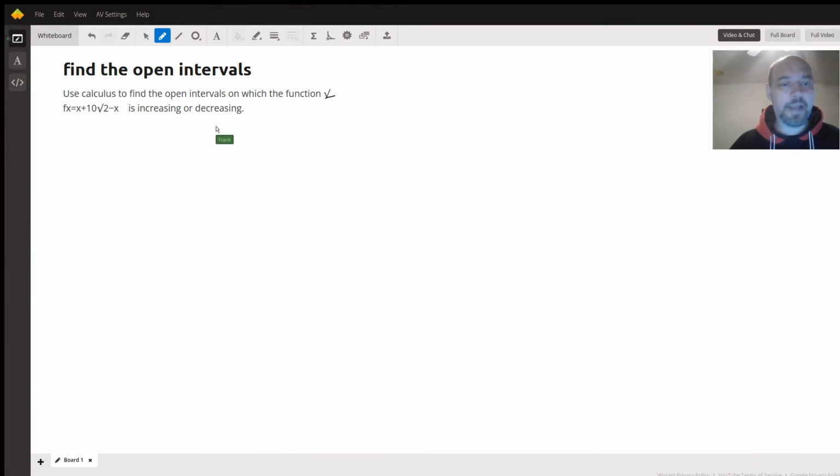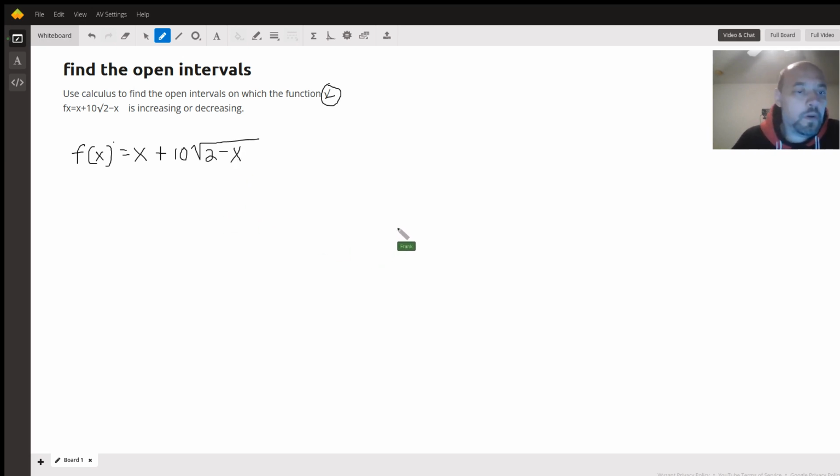Here's the question, and we're guessing a little bit because it's got that square root in the front of it. I think this function is supposed to be f of x, and excuse my writing, I have to use the mouse, my touch screen is not working right now, equals x plus 10 times the square root of 2 minus x.